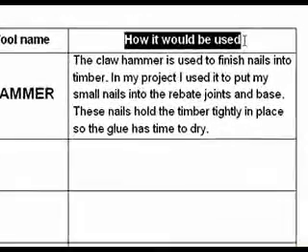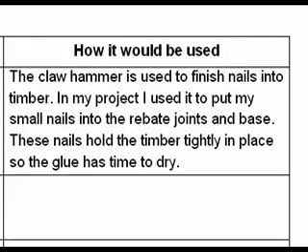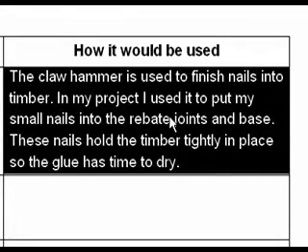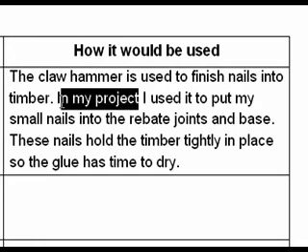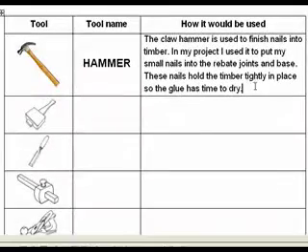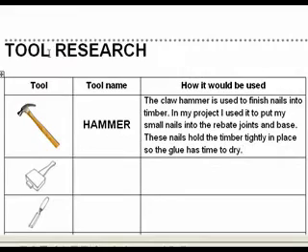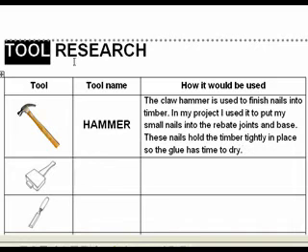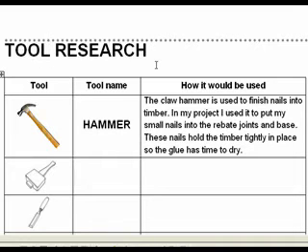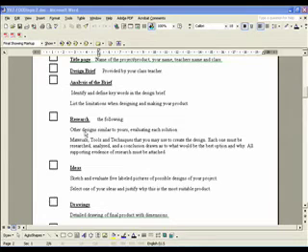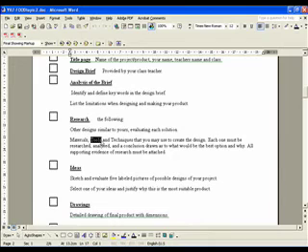You need to tell me how you use that in your project. So I've got there, in my project, I used the hammer to put my small nails into the rebate joints and base. That tells me exactly what you used your hammer for. So that would be a good response there for a hammer. You need to do that for every tool. So in sewing, you might do that for, say, a hand sewing needle might be one of your tools, or scissors for cutting out your fabric. So that's tools wrapped up.